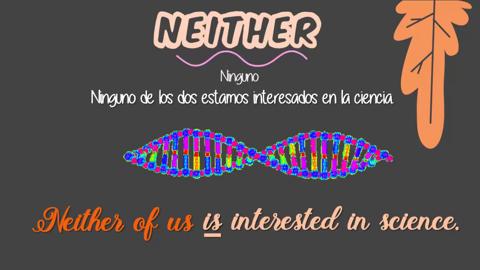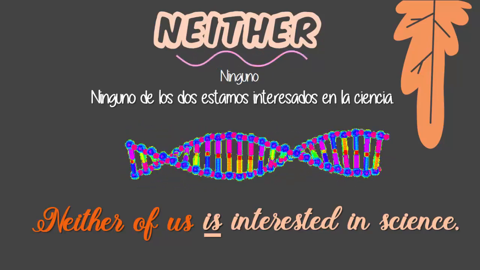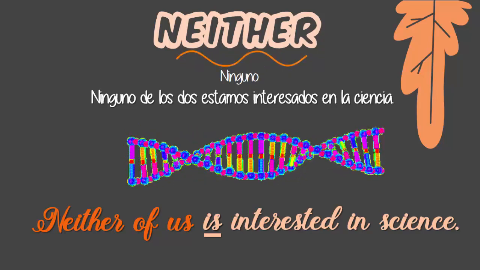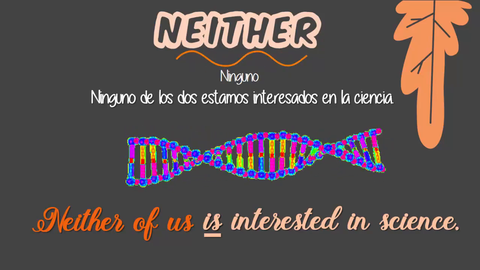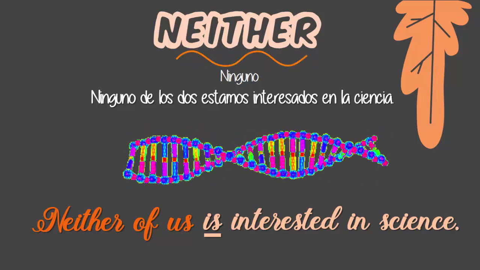Esto es importante que lo identifiquen. Cuando usaba yo el both, sí usaba yo are, sí contaba como un plural. Pero aquí el neither, que significa ninguno, va a contar como singular, aunque yo esté hablando de dos personas. Es por eso que aquí usé is. Neither of us is interested in science.